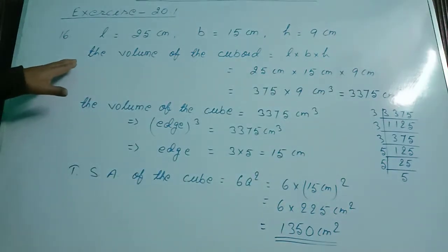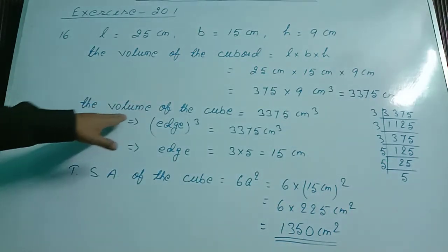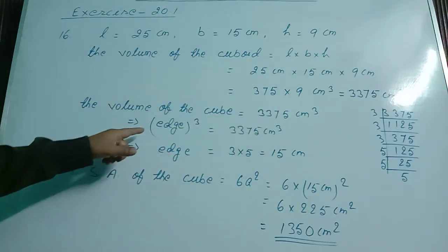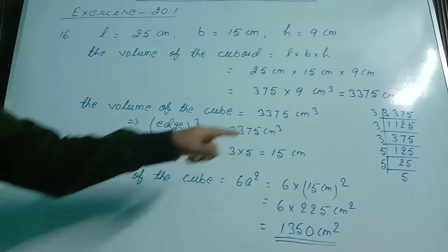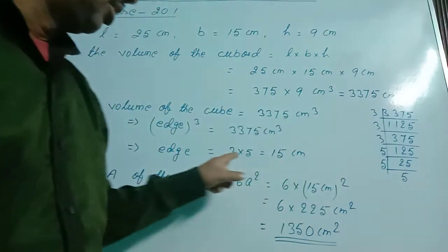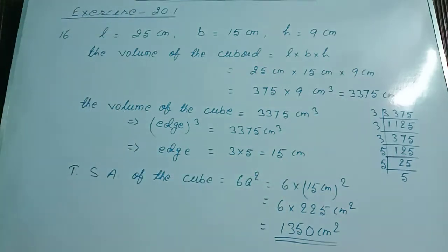Now, as given in the question, the volume of the cuboid is equal to the volume of the cube. So the volume of the cube is equal to 3375 centimeter cube. A cube is equal to 3375 centimeter cube. So A is equal to, from the prime factorization, I got 3 into 5, that is 15 centimeter.